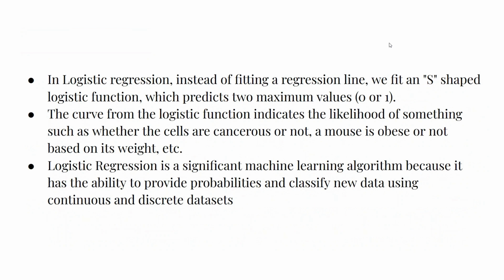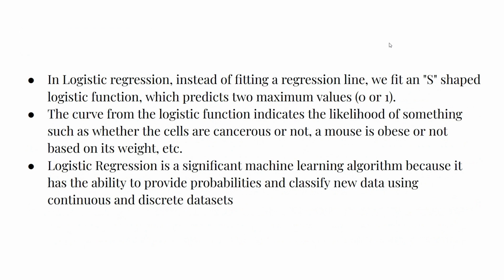In logistic regression, instead of fitting a regression line, we fit an S-shaped logistic function which predicts two maximum values. The curve from the logistic function indicates the likelihood of something, such as whether the cells are cancerous or not, a mouse is obese or not based on its weight, etc.